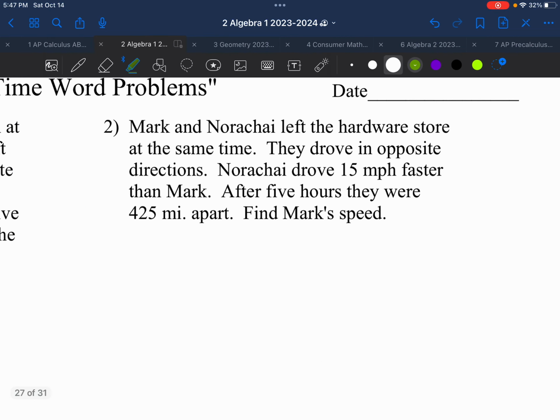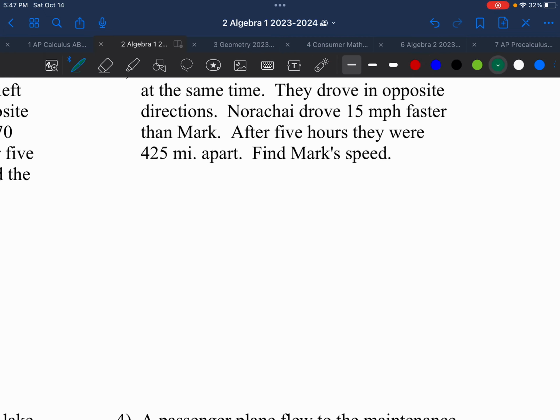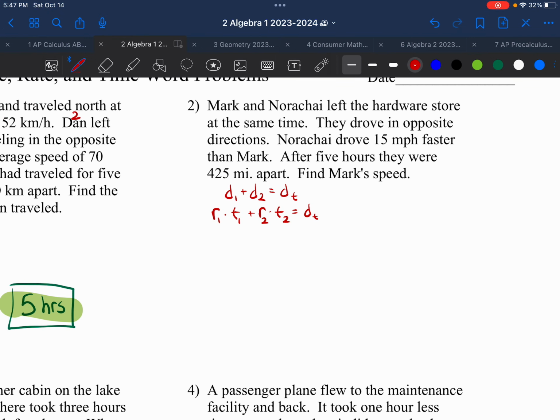So we have Mark and Noriachi leaving a hardware store at the same time. So if it's the same time, that makes our life a little bit easier. Opposite directions. So opposite directions, again, that's going to be distance 1 plus distance 2 is equal to the total distance. Let's go ahead and mark that right now so we don't make any mistakes. We know we're going to be doing distance 1 plus distance 2 is equal to the total distance. And we might as well convert that as well. We know distance is rate times time plus rate times time. And this one is rate 1 times time 1, rate 2 times time 2, and that's going to be, again, equal to the total distance.